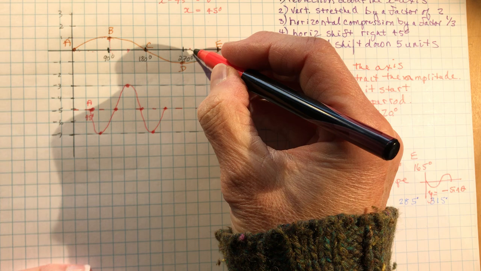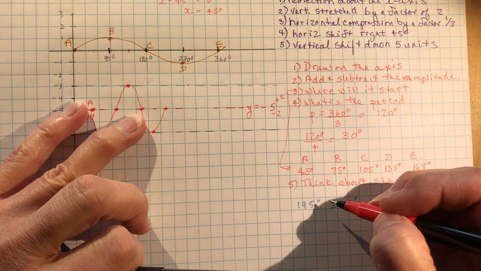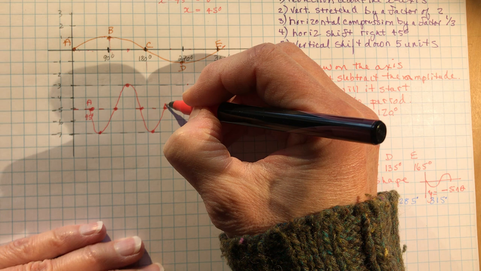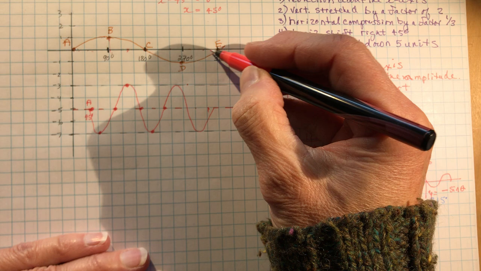Oops, 255. What did I do here? 195, 225, 255. Let's just do a quick sketch here. It's going to go like this, right? And I'm going to be done at 315. This isn't exactly right on. It should be here, right? 315, that is 45 away from there.